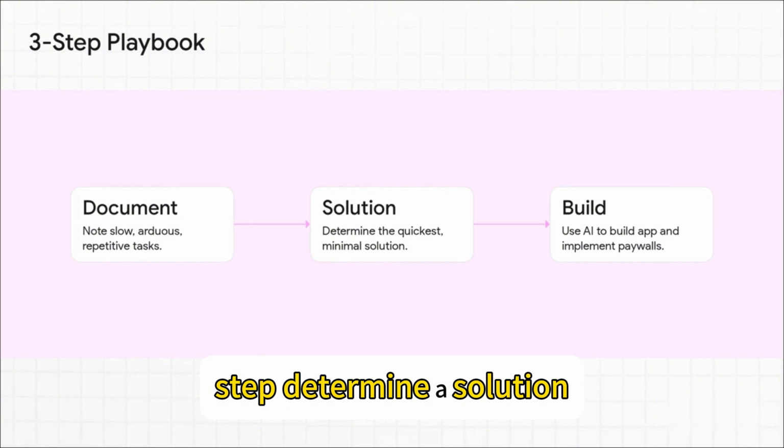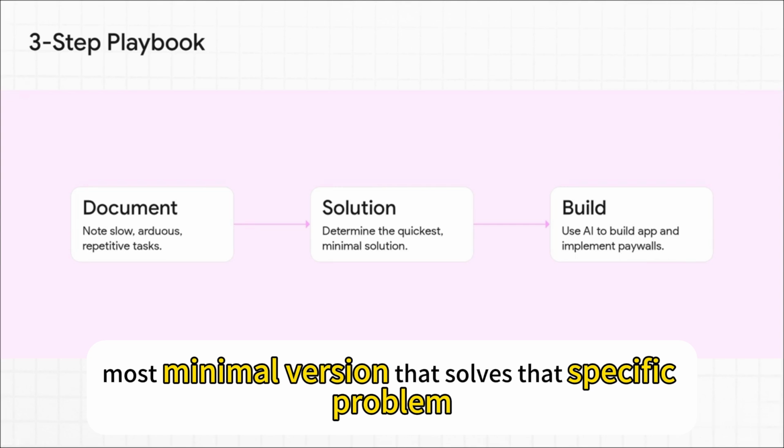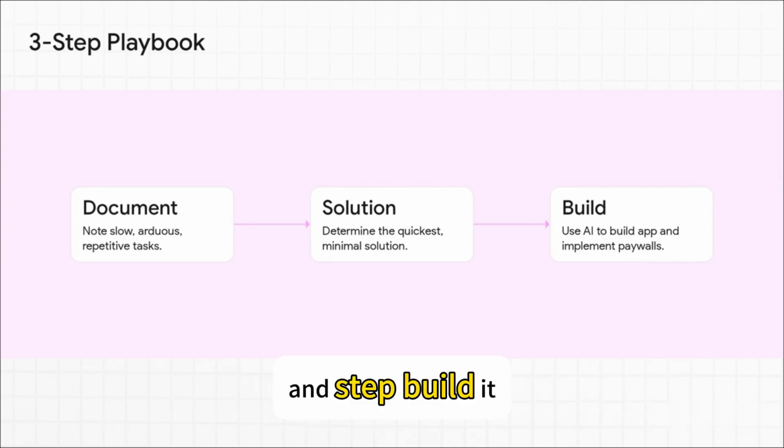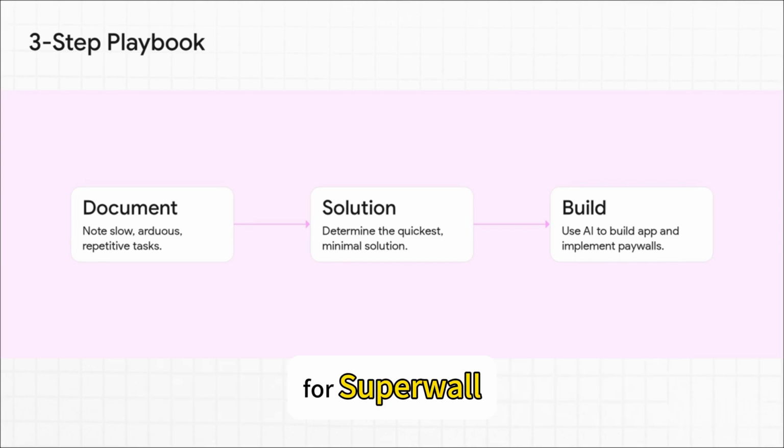Step 2. Determine a solution. What is the absolute quickest, most minimal version that solves that specific problem? And Step 3. Build it. Use AI to build the app and automatically implement paywalls. The AI can literally even drive your browser to walk you through the exact setup steps for Superwall.